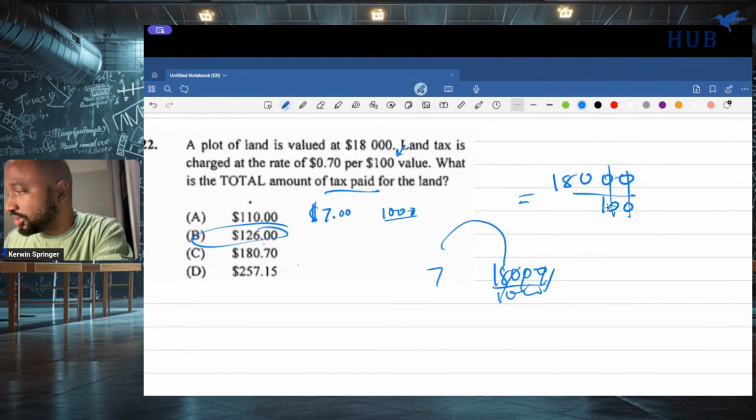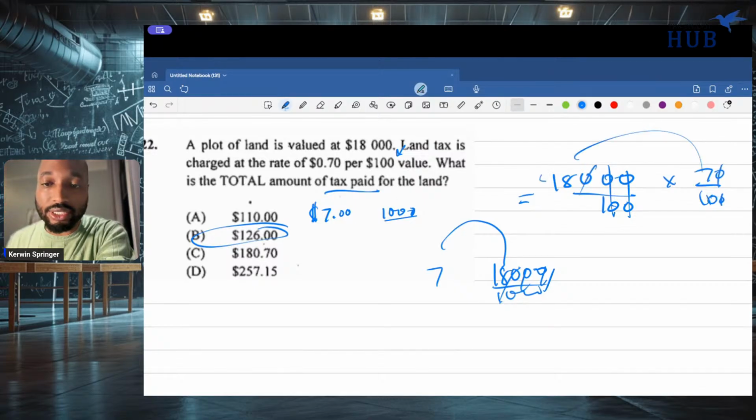Or if you were in this situation, you'll have 180 and you multiply by 70 cents, it's like 70 over 100. So cross-multiply: 18 times 7 is 126. And we keep moving. We keep on moving.